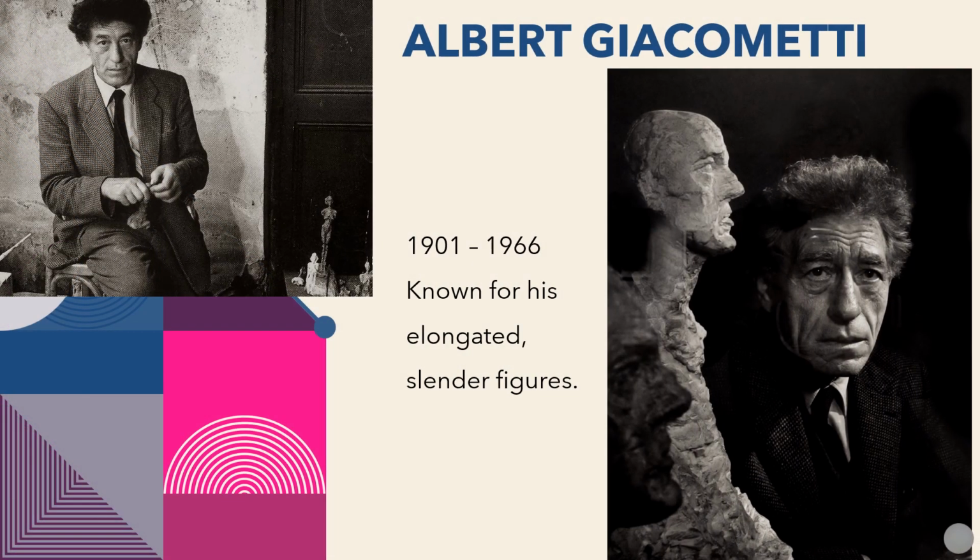Alberto Giacometti was a Swiss sculptor and painter renowned for his iconic sculptures characterized by elongated, slender figures. Initially associated with Surrealism, he later developed his distinctive style exploring themes of alienation and isolation.